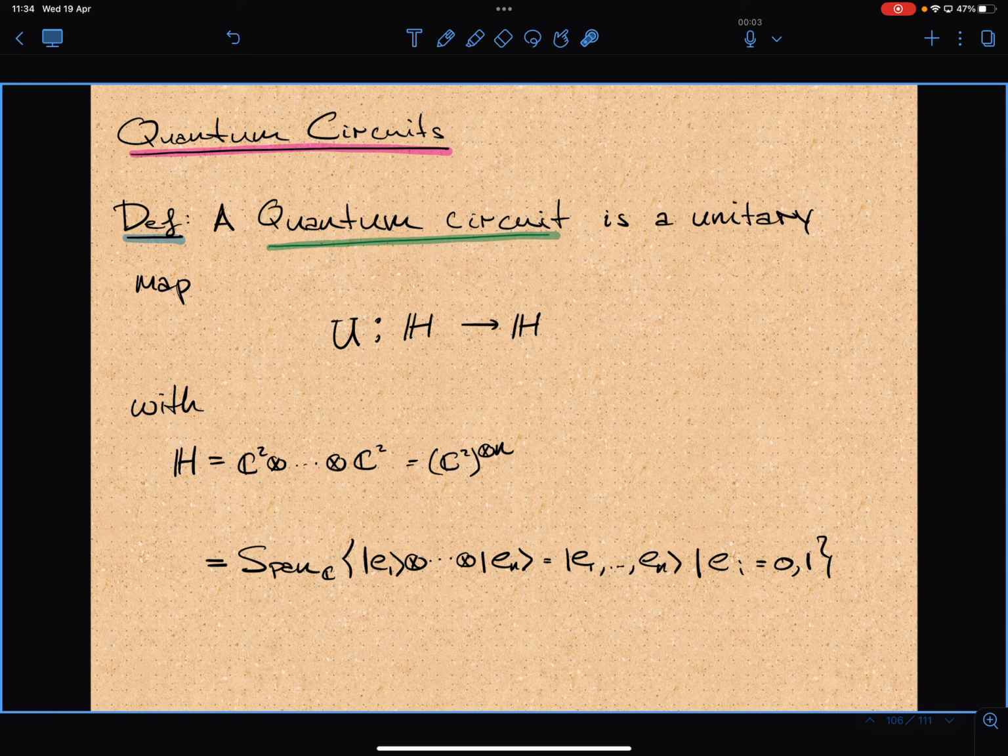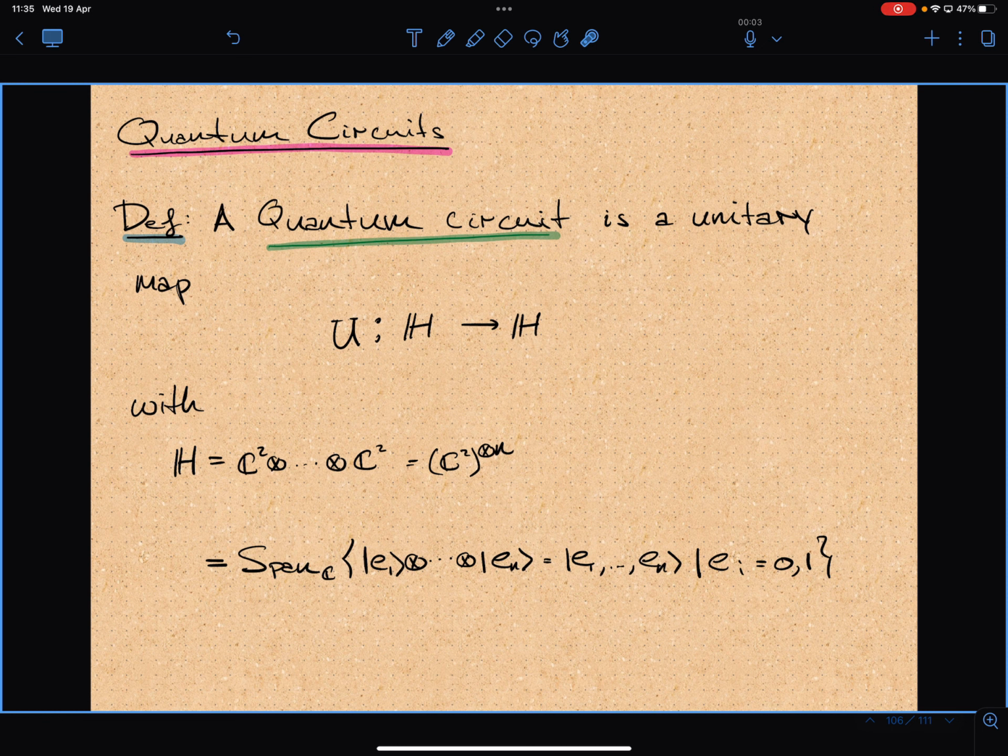And here, what I had before was a map from the bit space to another bit space. And here, I'm going to take a unitary map from our Hermitian space to the Hermitian space. And here, typically, the Hermitian space is just going to be different copies of C2, up or down spins, zeros or ones. And in here, the basis of this Hermitian space is going to be this tensor products of zeros and ones.